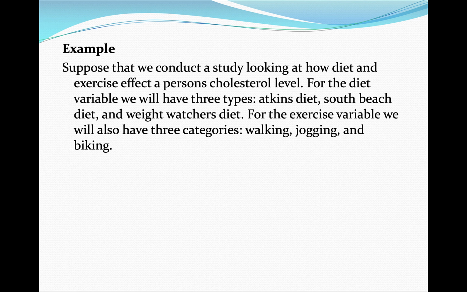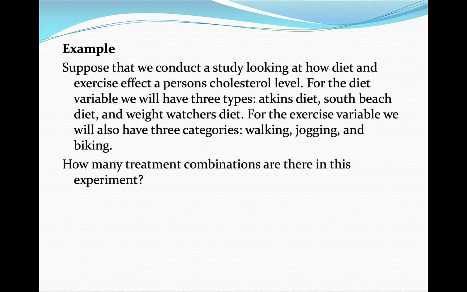So here's this scenario. Suppose that we conduct a study looking at how diet and exercise affect a person's cholesterol level. For the diet variable, we will have three types: Atkins diet, South Beach diet, and Weight Watchers. And for the exercise variable, we will have three categories: walking, jogging, and biking.